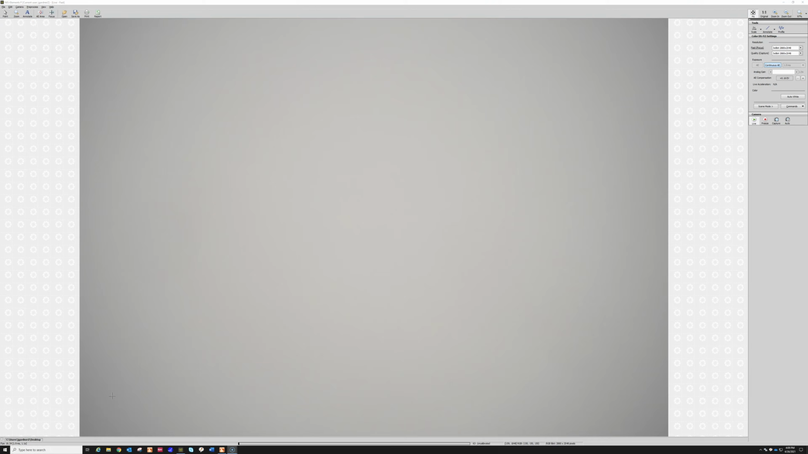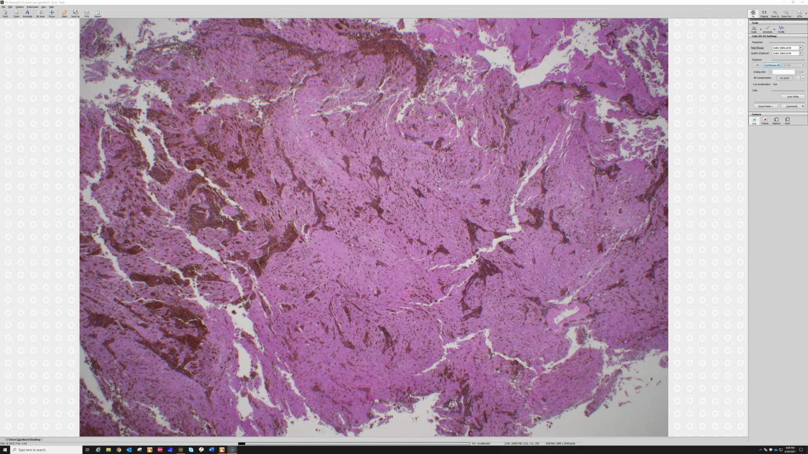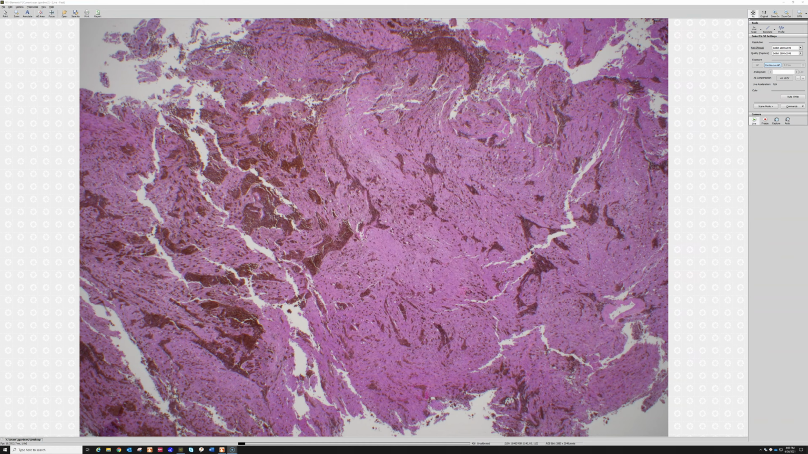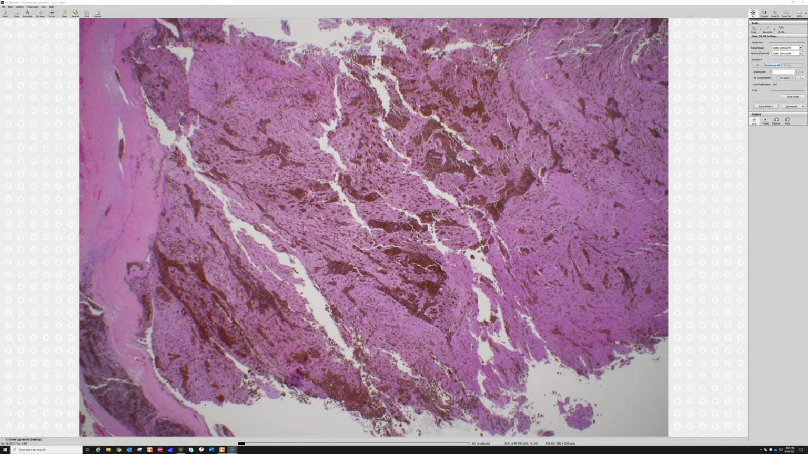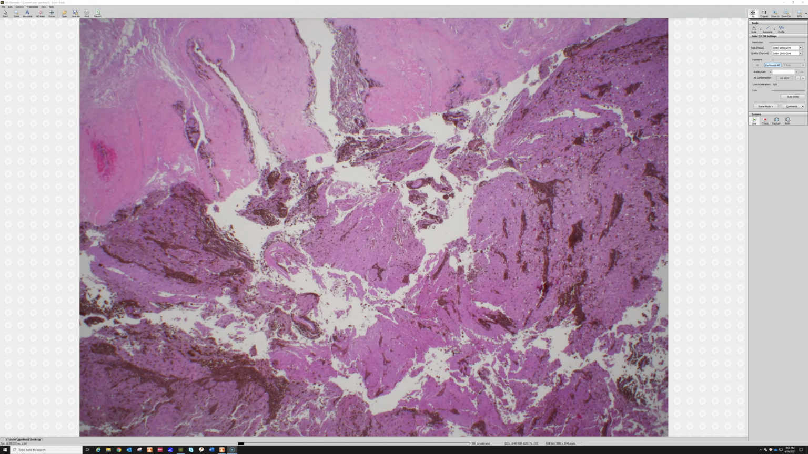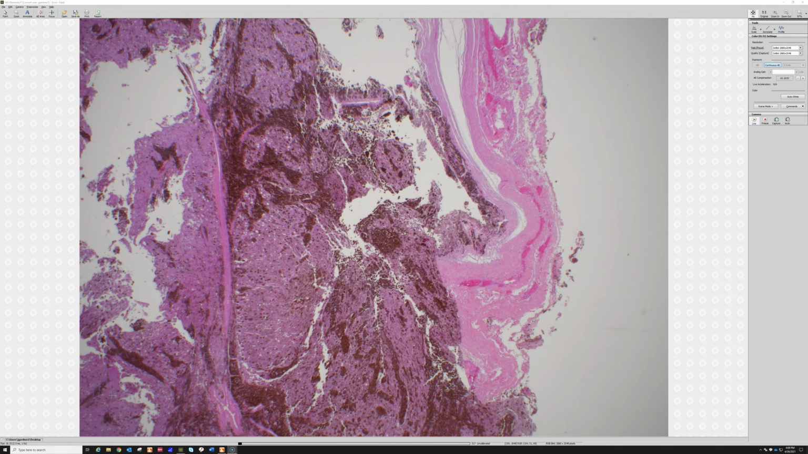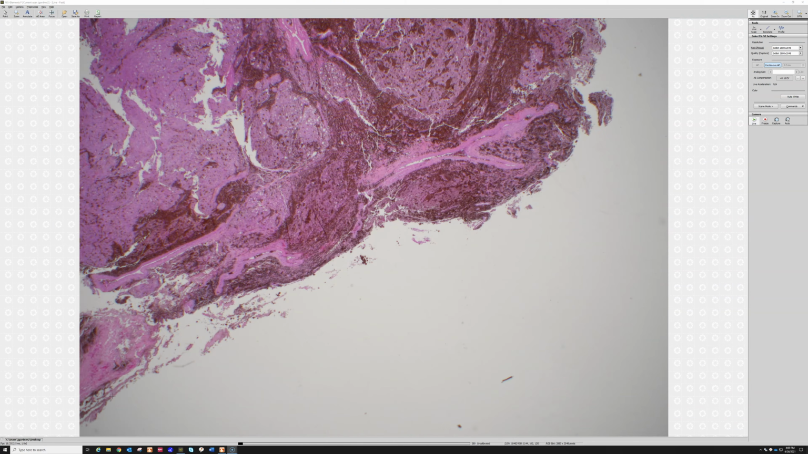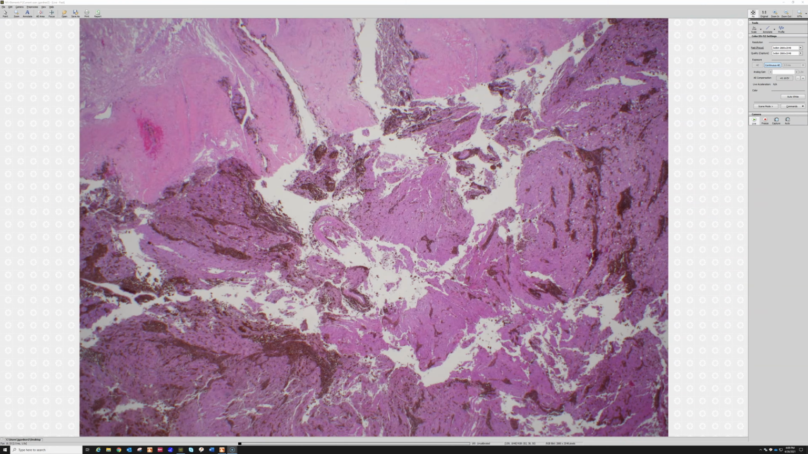Okay, case 7. This is a 40-year-old female with a 3-centimeter mass arising from the posterior cervical spinal nerve root. And you can already see, wow, look at all that pigment. Really, really dark, abundant pigment, even from low power.